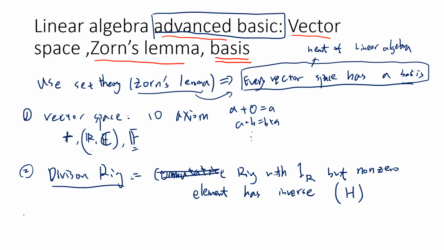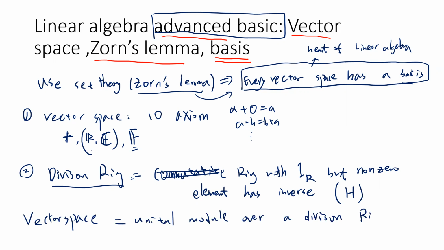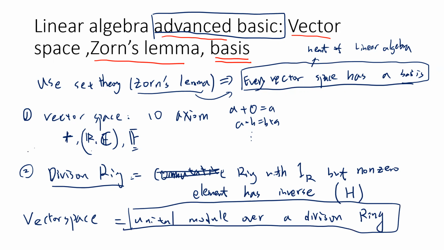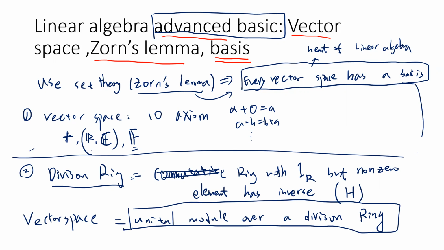So I can define a vector space as a unital module over a division ring. This is a more general and more powerful definition than in your linear algebra course. But actually, the basis and other ideas can be generalized to this kind of vector space. Basically, the generalization is that my original field is replaced with the division ring. If you add the commutative property, then the division ring becomes a field.